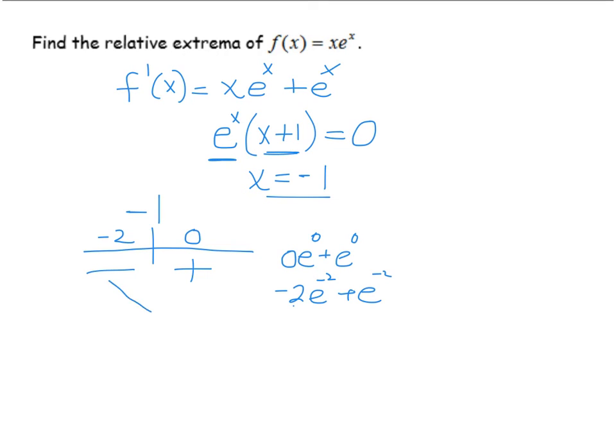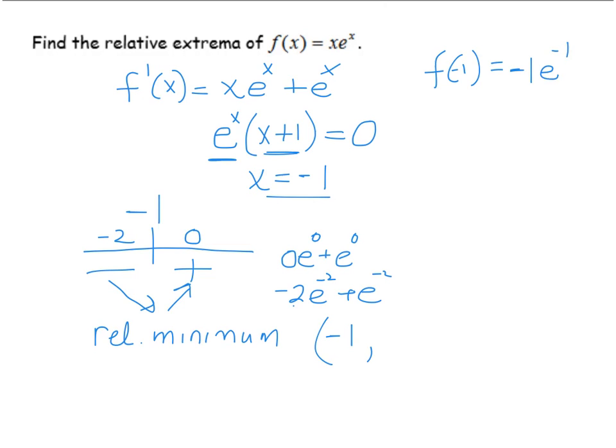All right, so since it decreases on the left and increases on the right, we can see here that there is a relative minimum at x equals -1. And if I want to know what the y-coordinate is, I go all the way back. I want to know what f of -1 is. So that's going to be -1 e to the -1. So this will be -1 over e. So I have a relative minimum right here.